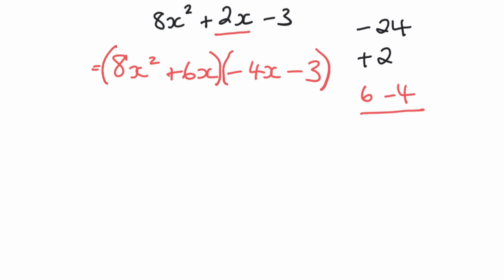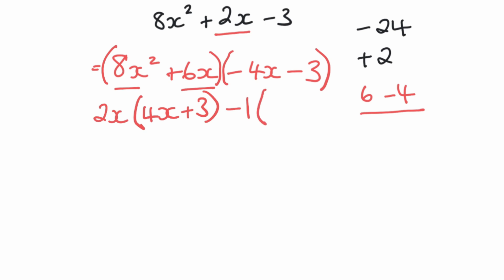Each bracket here has now got something that we can take out as a factor. So in 8x squared plus 6x, I can take out 2x from both of these parts. That leaves me with 4x plus 3 in the middle. Now this second bracket we can take out minus 1. That will leave me with 4x plus 3, which you will notice is the same as the first bracket.